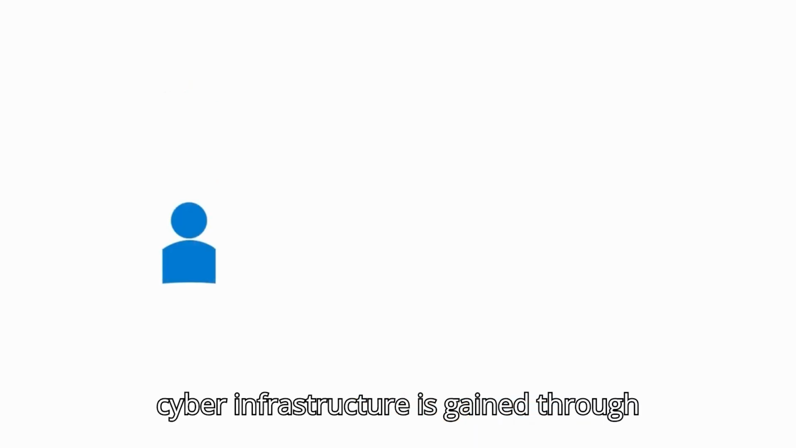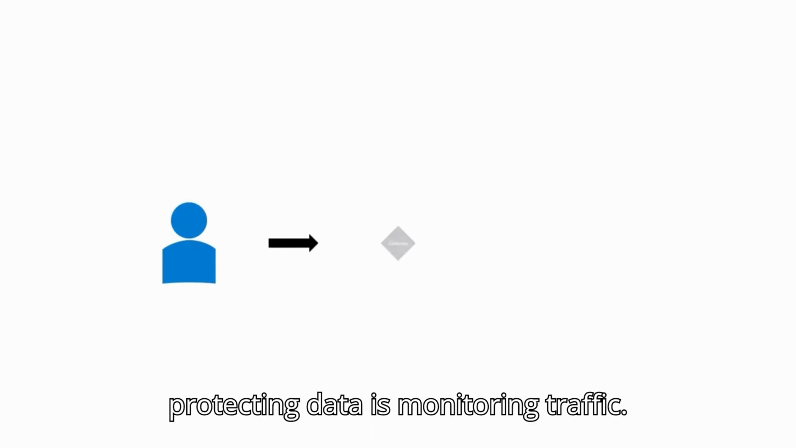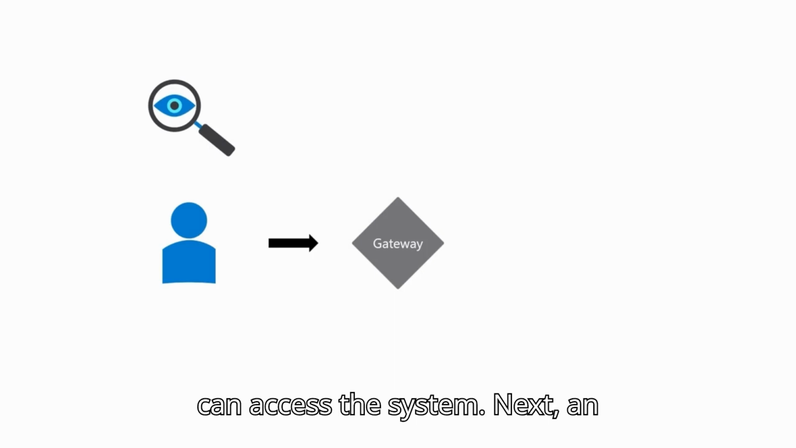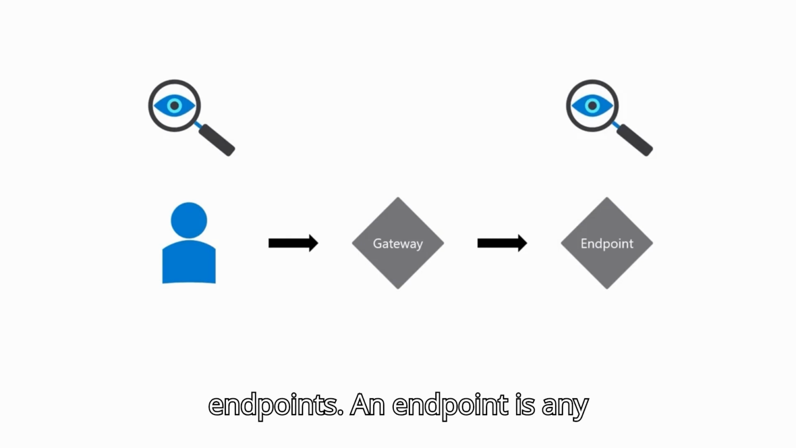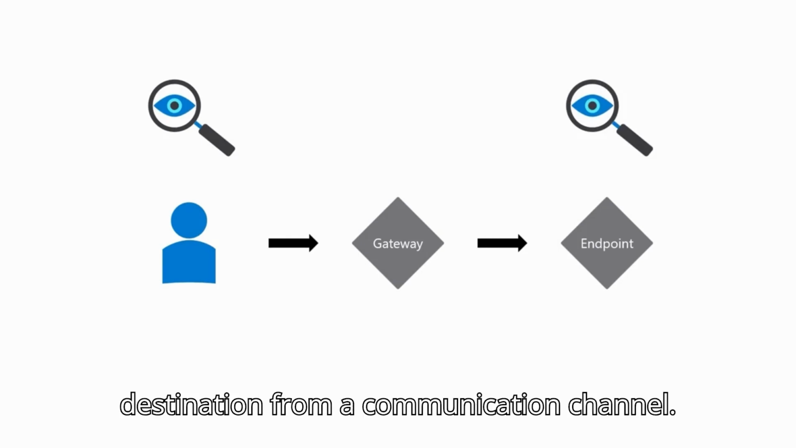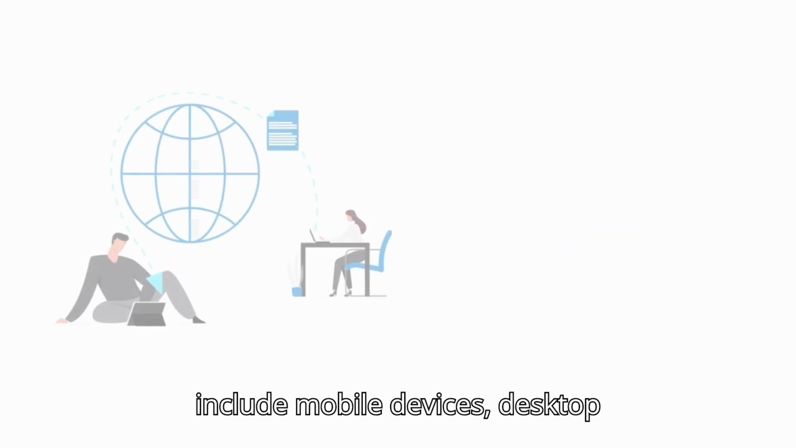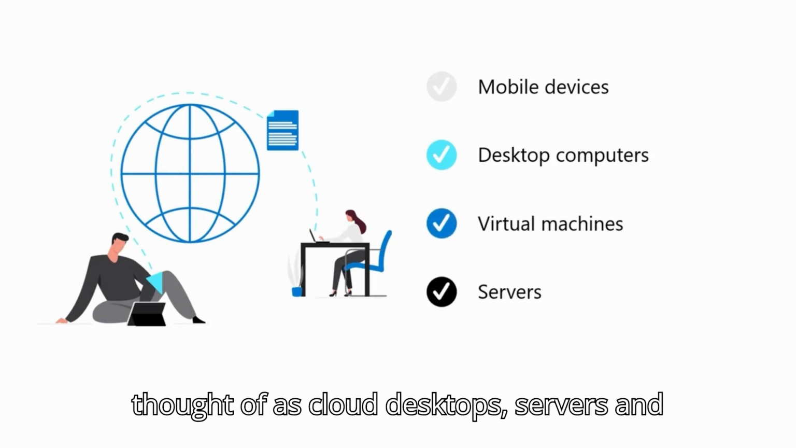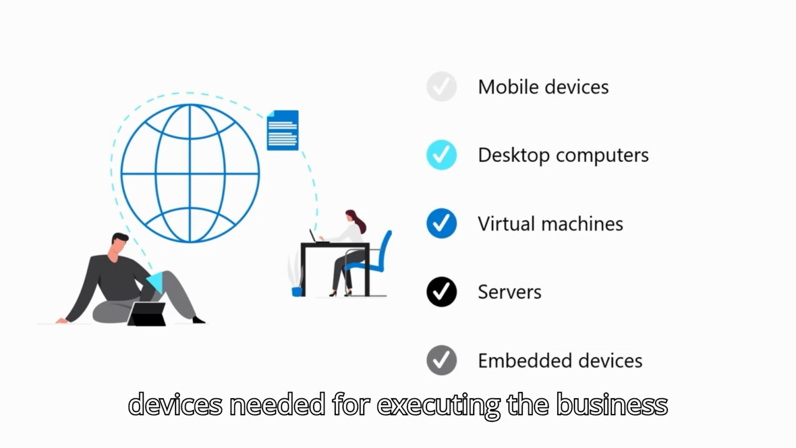Access to cyber infrastructure is gained through gateways. This means the first step in protecting data is monitoring traffic. All incoming traffic is vetted before it can access the system. Next, an organization will consider managing the endpoints. An endpoint is any destination from a communication channel. Common organization endpoints could include mobile devices, desktop computers, virtual machines, which can be thought of as cloud desktops, servers, and embedded devices or any specialized devices needed for executing the business needs.